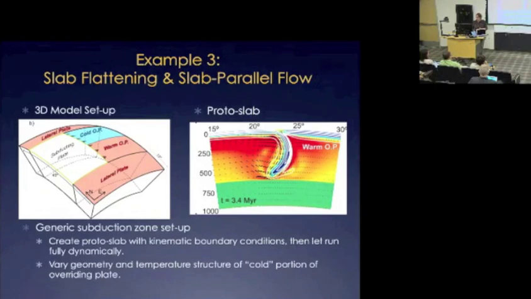We start out with an initial proto slab, which is generated under a plate with a uniform temperature, and then we overwrite the temperature on one side of the plate in order to make that part cooler, and then restart the calculation. So again, it's completely dynamically driven. There's no kinematic boundary condition.